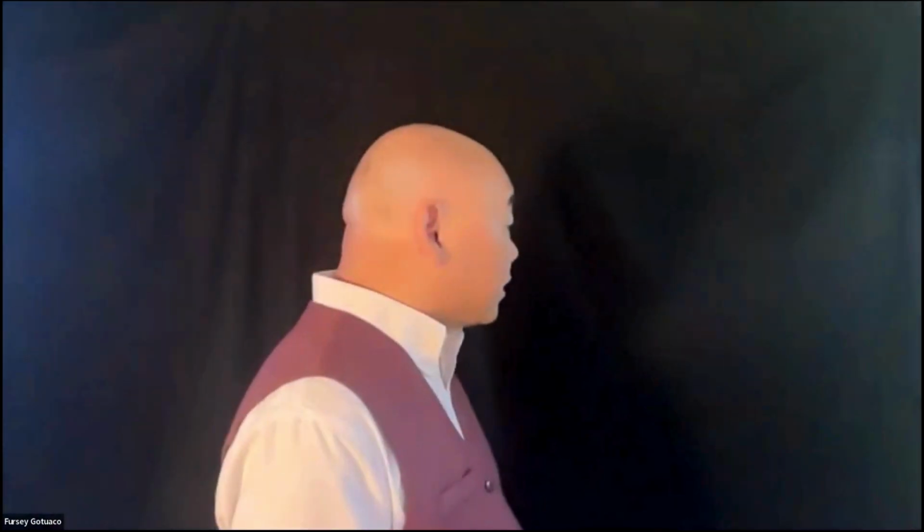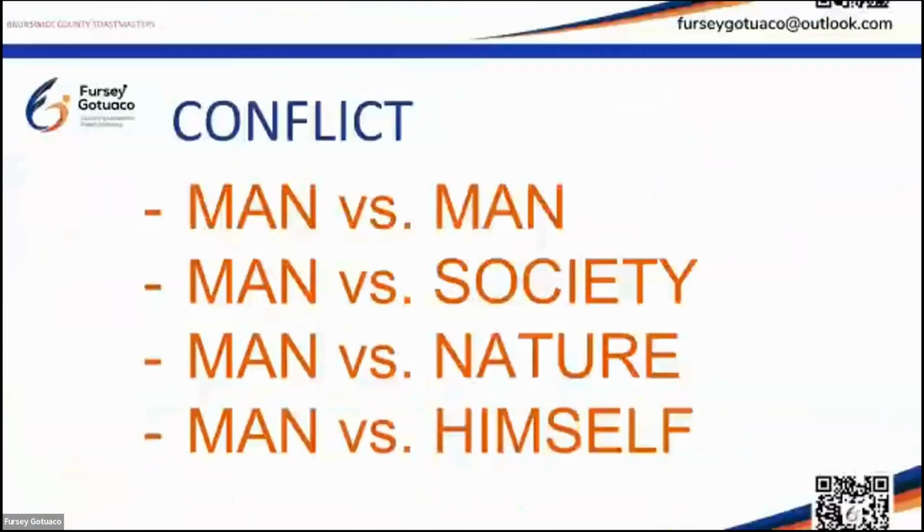Oftentimes I hear stories and they're like, Mama, why can't I go out? Because you need to stay home and cook. Well, that's okay just to say that, but what does mom really want? You need to stay home and cook, right? Make sure we understand what's their motivation. When we understand their motivation, then we can move on to conflict.